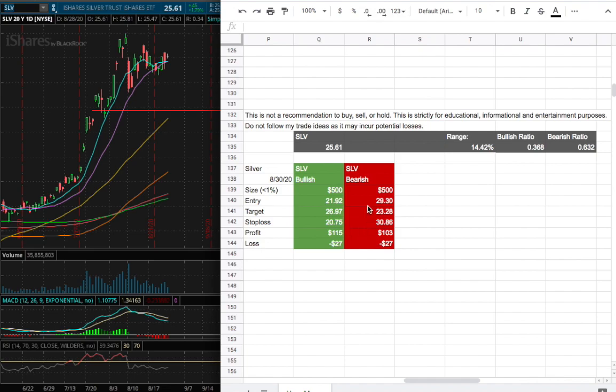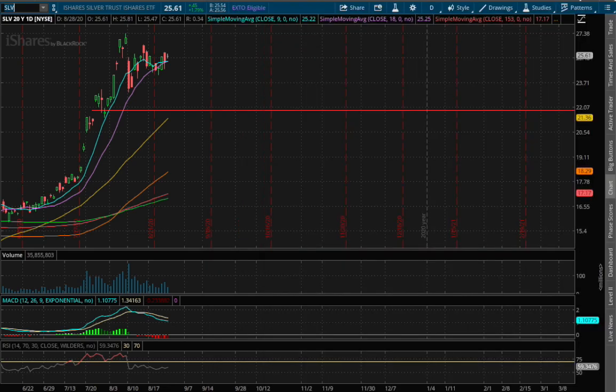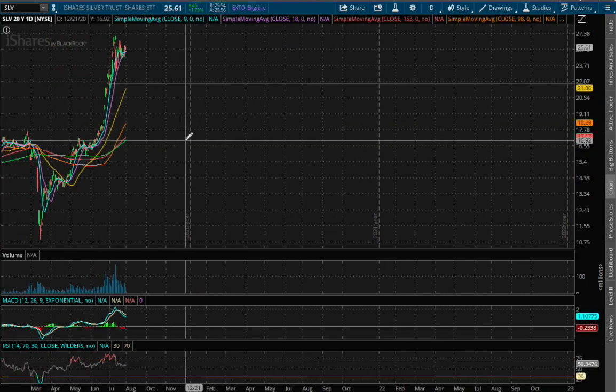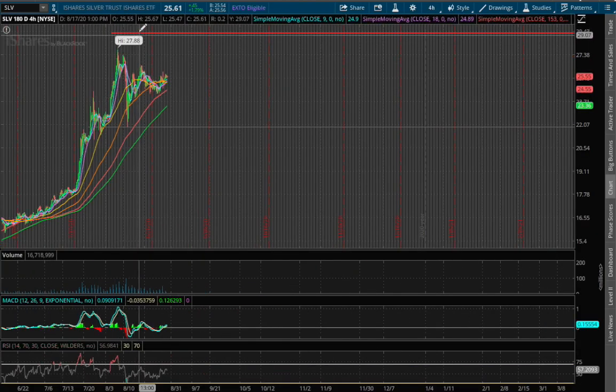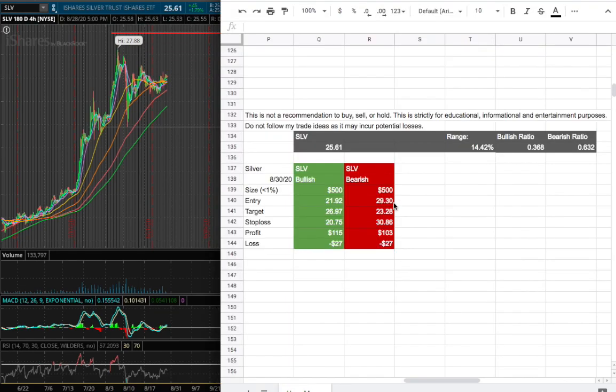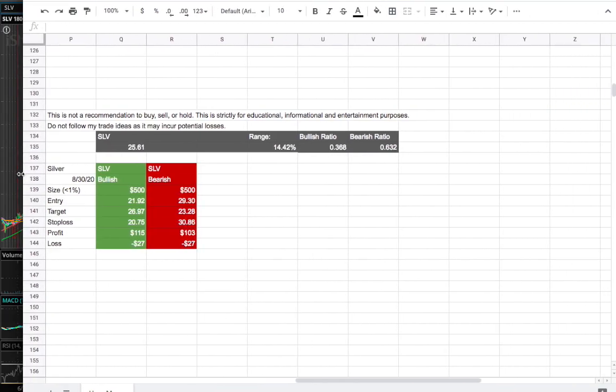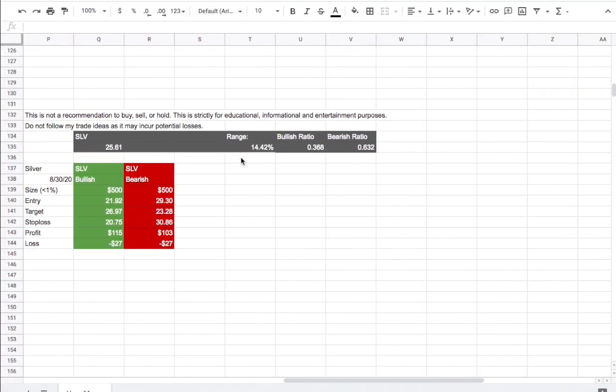On the other hand, if I were to open a short position, if I zoom out a bit further, let's zoom in and see. My short position entry is around $29.40, so around that range, and my sell target for my short is around $23.28, and my stop loss will be $30.86. So the range and the bullish and bearish ratios come from the day-by-day probability model, which helps develop my trade idea.